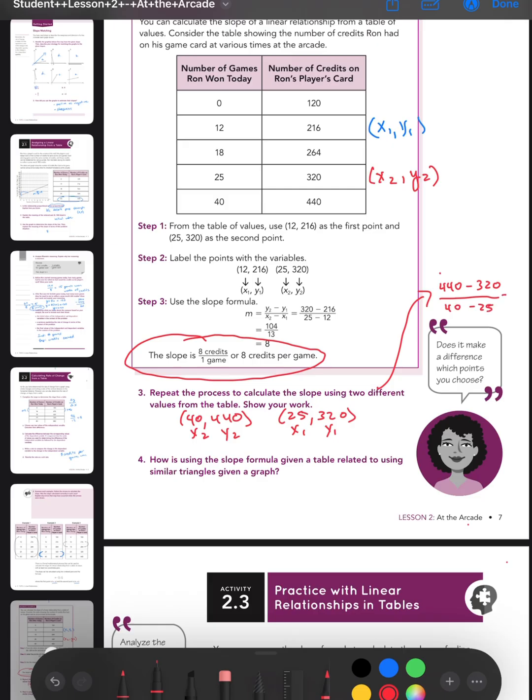Okay, and again, just running out of space here. We're going to get 120 over 15, and again, that divides to be 8. And we should expect to get that same answer no matter which 2 points we use there. So 4, how is using the slope formula given a table related to using similar triangles? It's the exact same thing. All of these are talking about the same concept, which is rise over run to find our slope.